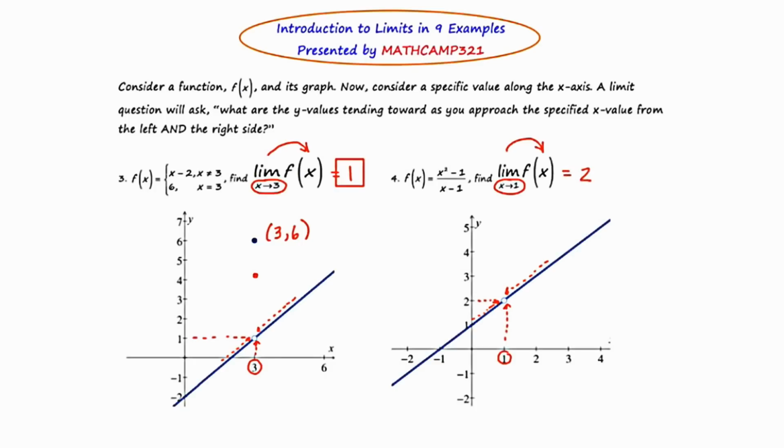And the answer is 2 regardless of the fact that there is actually not even a point there. It's not really so much about this specific location, rather what is happening as you approach that specific location from the left and from the right.